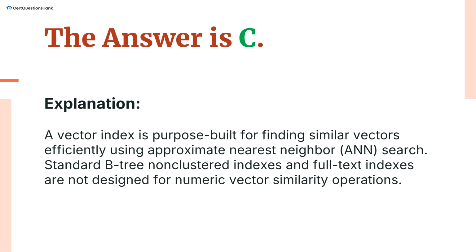The answer is C. A vector index is purpose-built for finding similar vectors efficiently using approximate nearest neighbor (ANN) search. Standard B-tree non-clustered indexes and full-text indexes are not designed for numeric vector similarity operations.